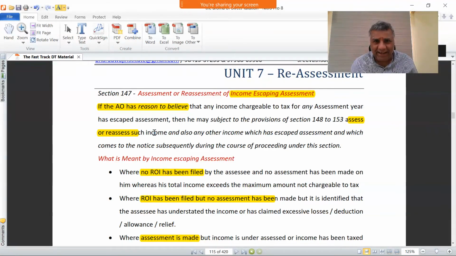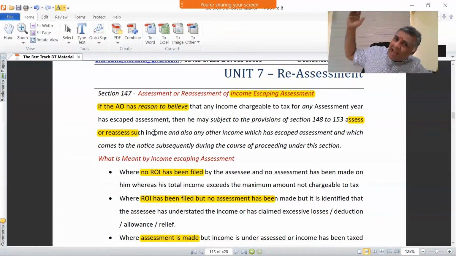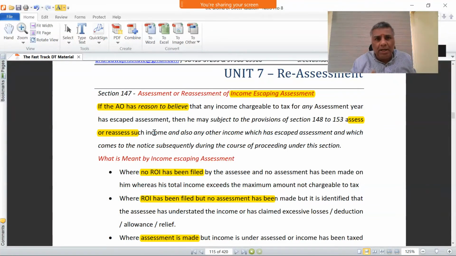Quickly, can we recollect? Where the assessing officer has reason to believe, I have the proof, that any income chargeable to tax for any assessment year. Apriya sir, is it so sir? Can they issue a notice to my father now saying in 1995-96 your income has escaped assessment?